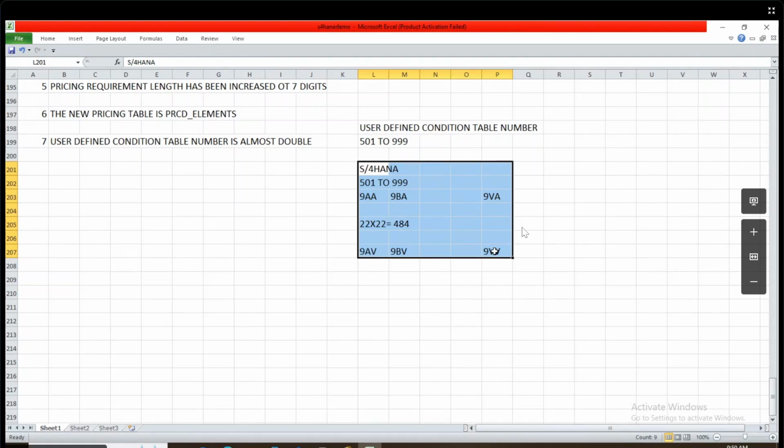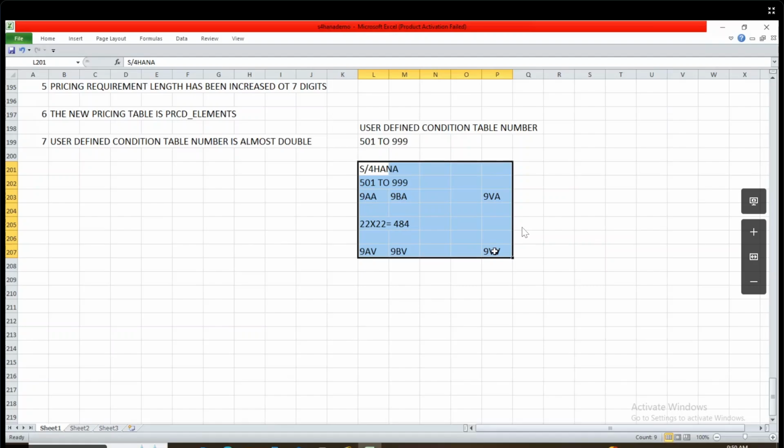Sir, what is the use above 5, 6 and 7 points? The length is increased to 7 digits. What is the use if we increase the length? Earlier we had the same restriction, 900 to 999 formulas. But if some clients want more formulas, then we don't have that.